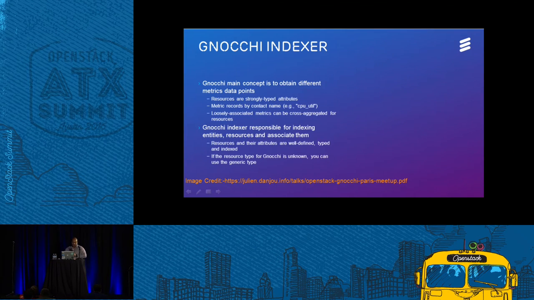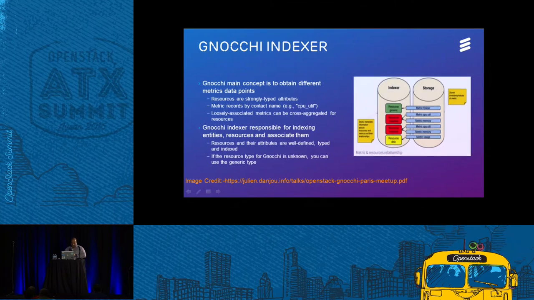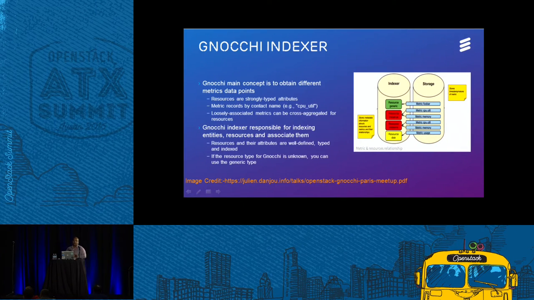Also, if the resource type for Gnocchi is unknown, you can use a generic type. So what is resource type?